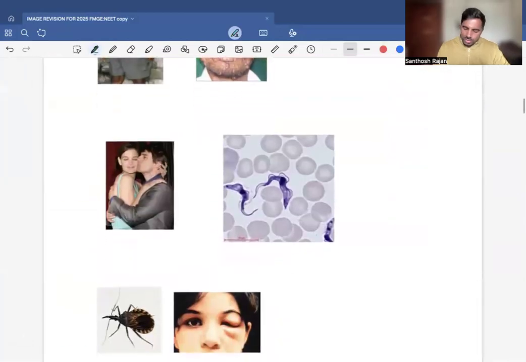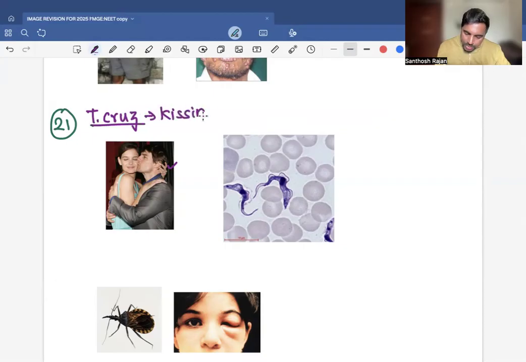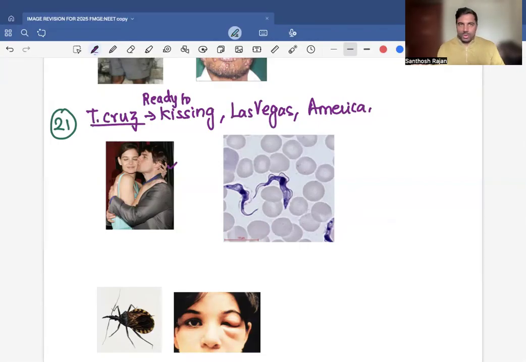Now 21. Very easy one. I know you must already be thorough with this. There is this picture of Tom Cruise, right? With his girlfriend. You see what he's doing? He's kissing his girlfriend. First of all, I'll give all the clues. He's kissing his girlfriend. Second, he's from Las Vegas, from America. He's always ready to kiss, ready to kiss everyone.